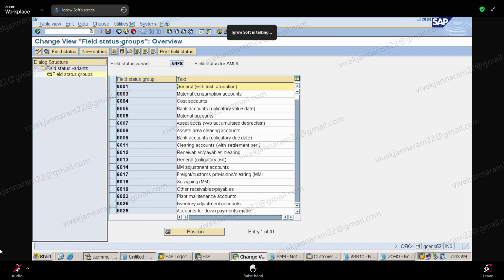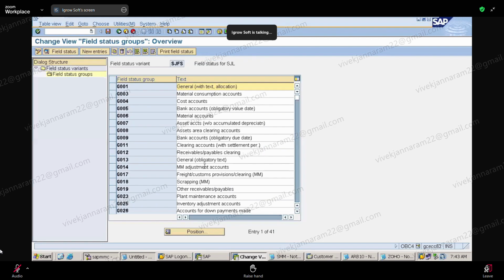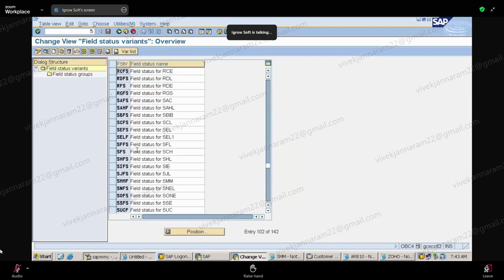So look for some field status group where these 41 groups are there. You select like this, anything. Don't worry, any name. Click on the groups. Then that 41 should be there. Okay, 41 are there. Then what you do? Just select like this. Got it? And then copy that, and create your own variant. Then 41 will come.